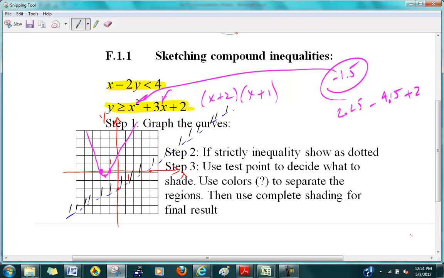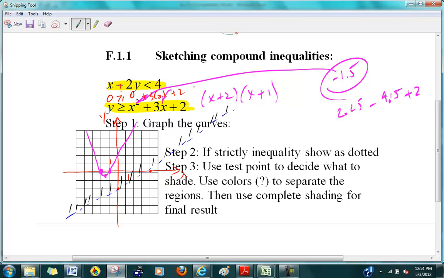Negative 0.25? Okay. Yes? So this is pretty reasonable there. And now you're going to do the test point stuff. Pick the origin as a test point and put in the values for x and y. Is 0 greater than or equal to 0 plus 3 times 0 plus 2? Is it?